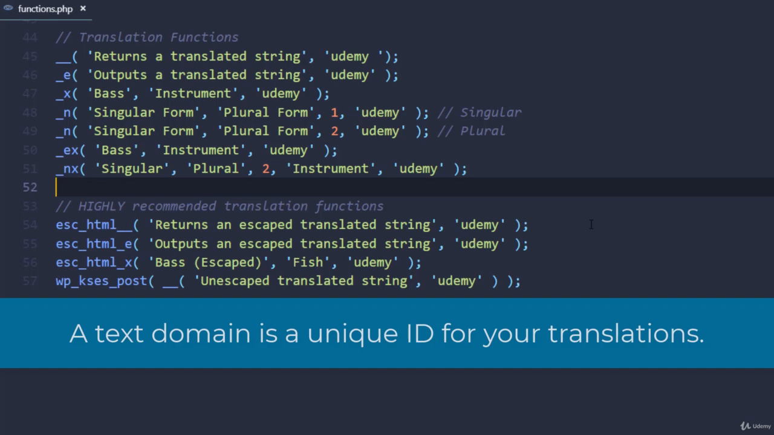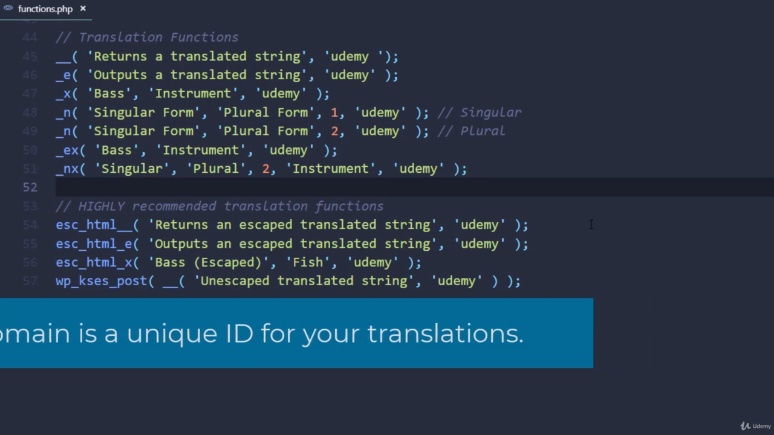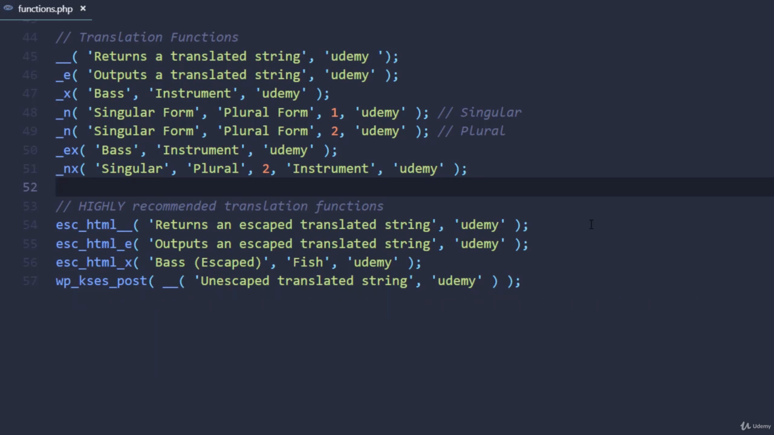A text domain is a unique ID for your translations. WordPress, themes, and plugins will all come with their own translations. There is a possibility that there might be conflicting translations. To prevent conflicts, you can use a text domain. Text domains give you the ability to specify where a translation should come from. 99% of the time, you want to set the text domain to the name of your plugin or theme folder. In our case, it would be Udemy.